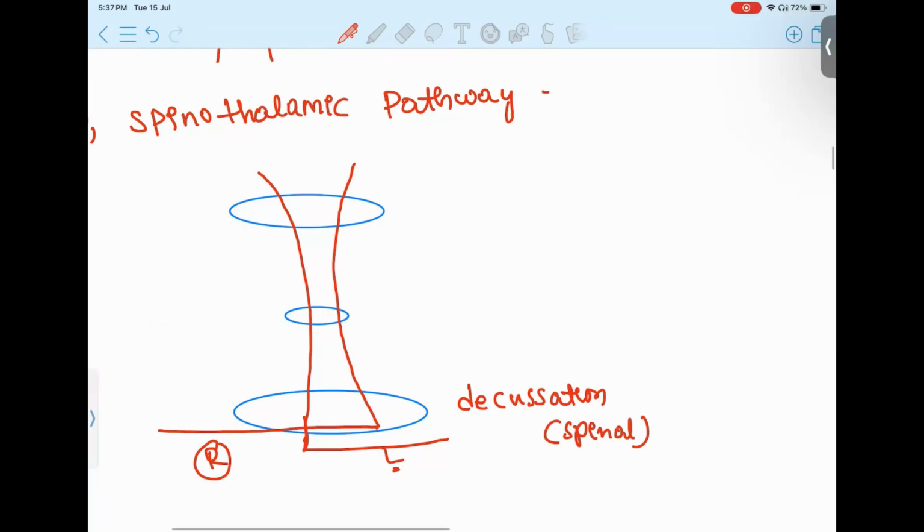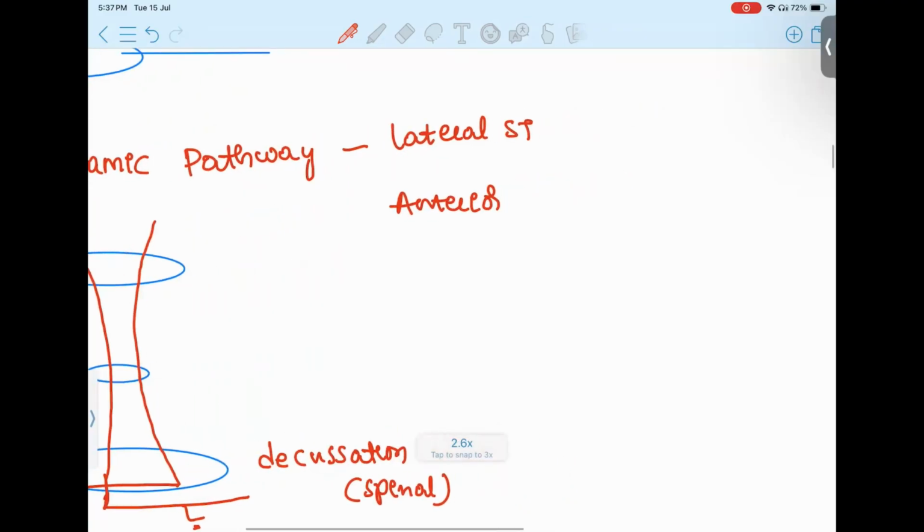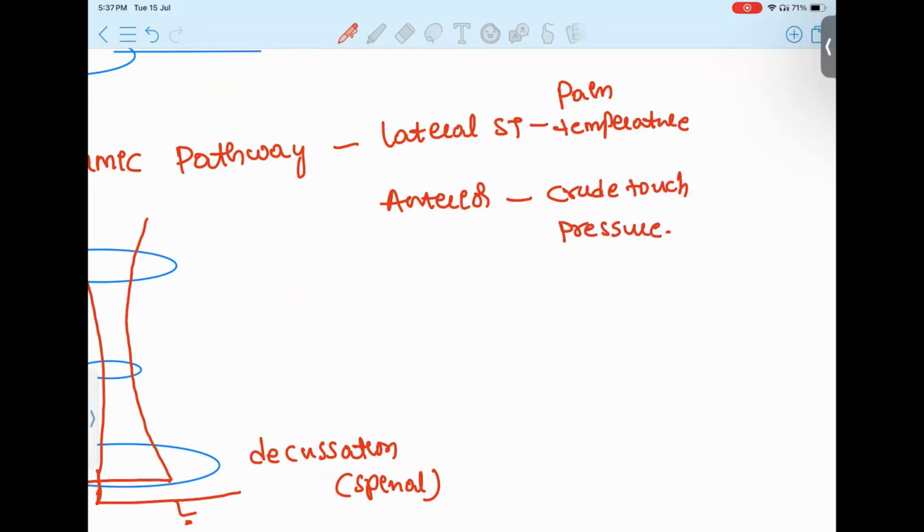Next, what is this spinothalamic pathway going to give? Mostly the spinothalamic pathway is divided into the lateral spinothalamic pathway and the anterior spinothalamic pathway. The lateral spinothalamic pathway is going to give, sorry, the lateral side is going to give pain and temperature. And the anterior one is going to give crude touch and pressure. These two are carried in the anterior spinothalamic pathway. And next, moving on to our disorder here.